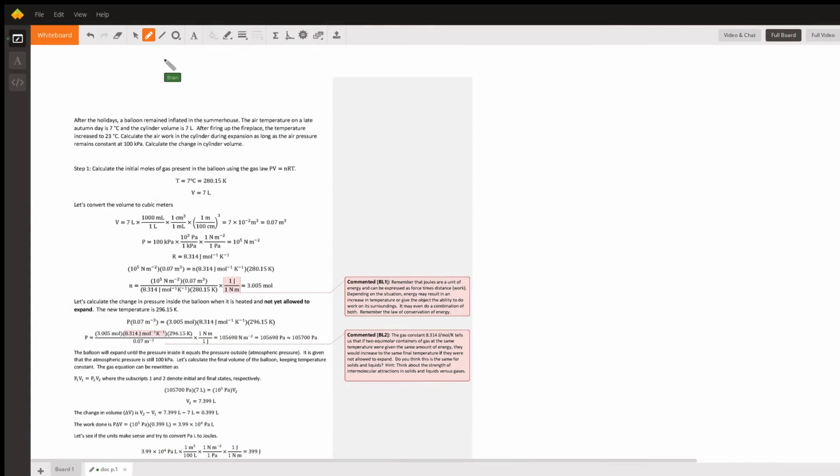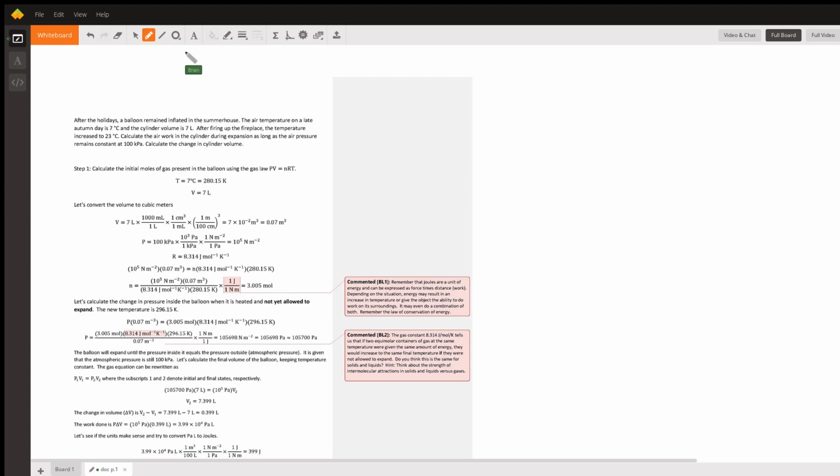Holidays, a balloon remained inflated in the summer house. The air temperature on a late autumn day is 7 degrees Celsius and the cylinder volume is 7 liters. After firing up the fireplace, the temperature increased to 23 degrees Celsius. Calculate the air work in the cylinder during expansion as long as the air pressure remains constant at 100 kilopascals. Calculate the change in cylinder volume.